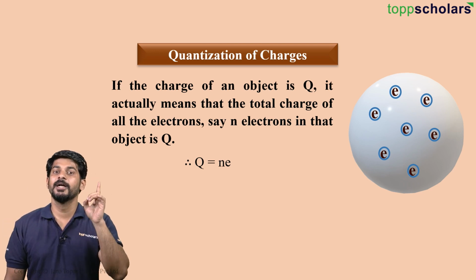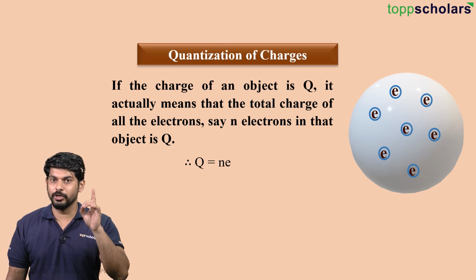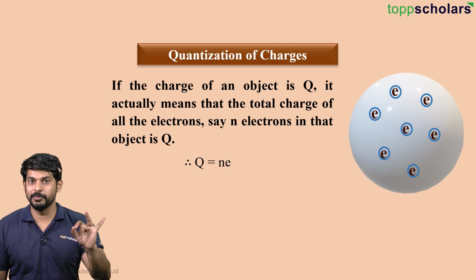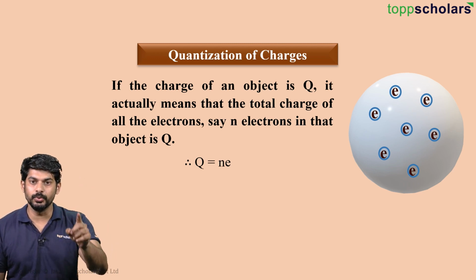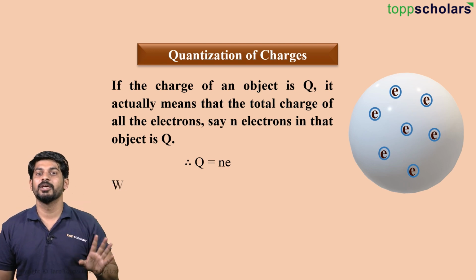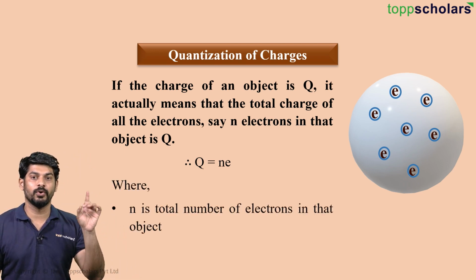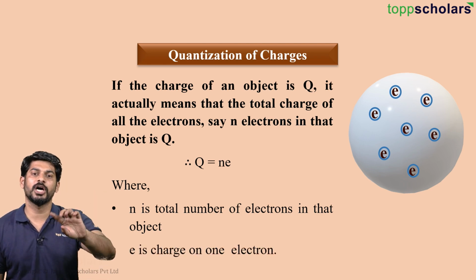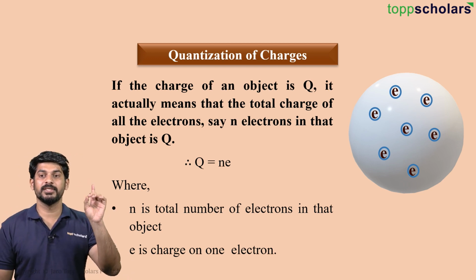So this is the third property. Basically there are three main properties of charges. One is additivity of charges, the second is conservation of charges, and the third is quantization of charges, which says that Q is always equal to n times e, where n is the total number of electrons in that particular object and e is the charge on one electron, isn't it? So this is quantization of charge.